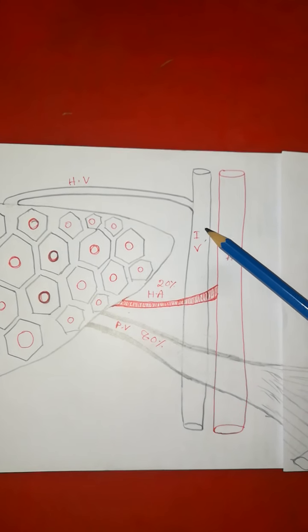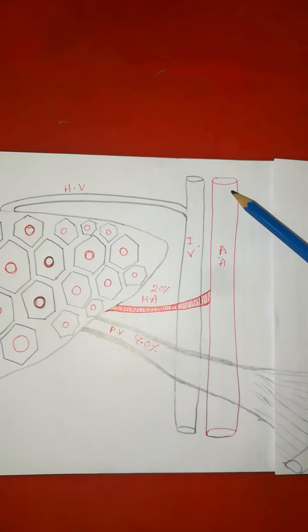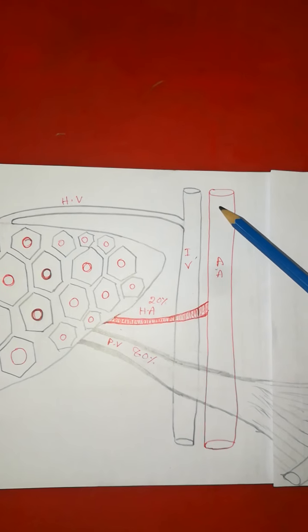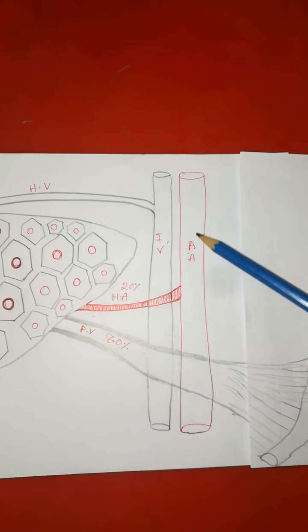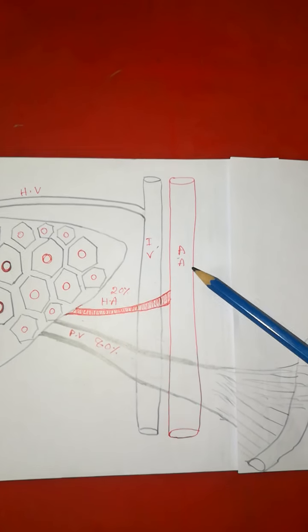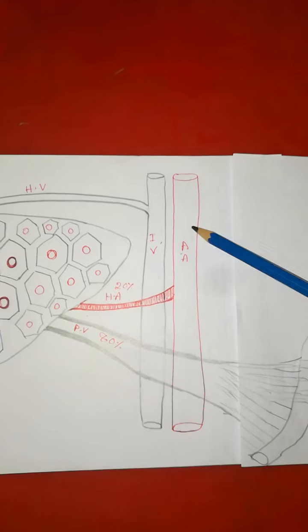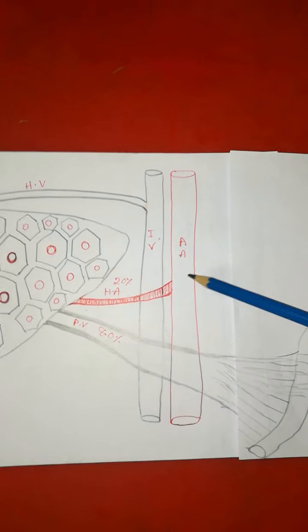cava, and from the inferior vena cava to the right atrium of the heart, right atrium to right ventricle, then to the lungs, then left atrium, then left ventricle, then systemic artery. The systemic arteries are the ascending aorta and abdominal aorta. These are the systemic arteries.